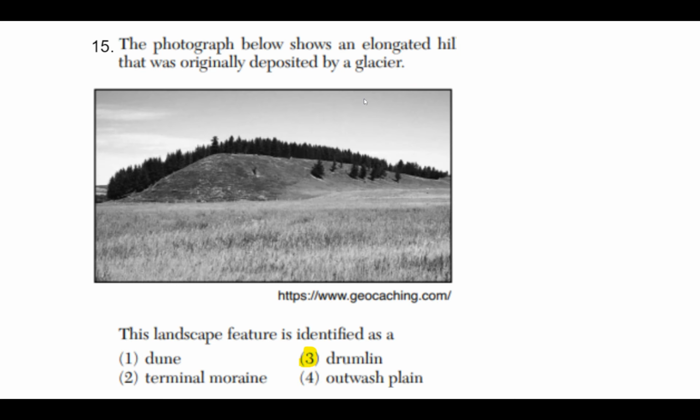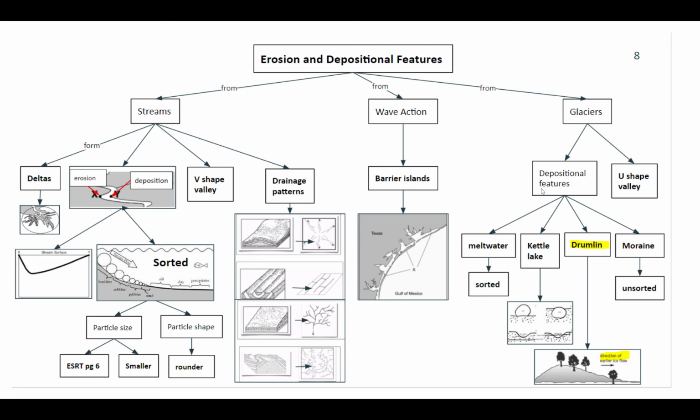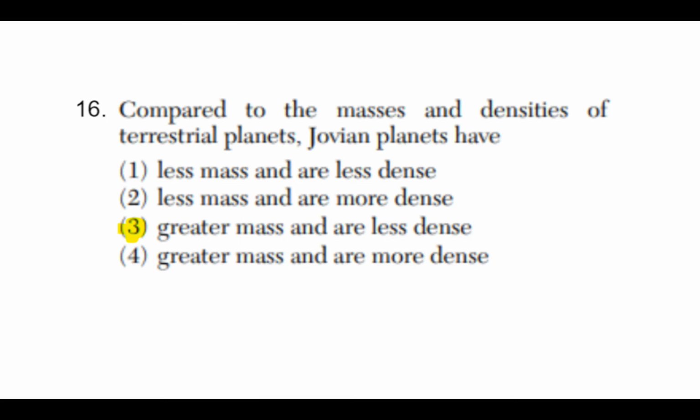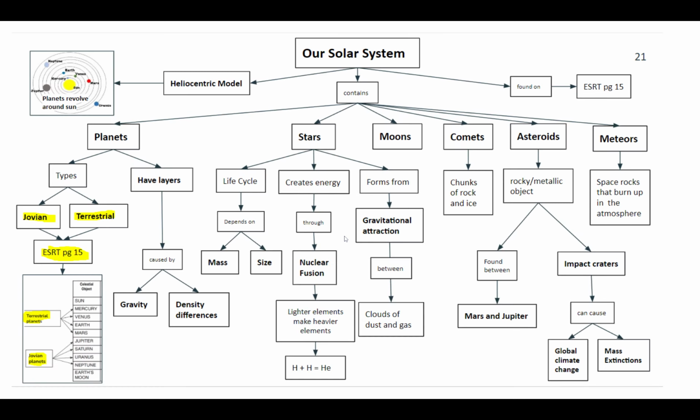Number 15. The photograph below shows an elongated hill that was originally deposited by a glacier. This landscape feature is identified as a number 3, drumlin. This is a drumlin. If you go on your Regents Review packet, you'll see that glaciers create depositional features, and one of them is drumlins, and they look like this. And this shows the direction of ice flow, the hump. So number 16, compared to the masses and densities of terrestrial planets, Jovian planets have, the answer is number 3, greater mass and are less dense.